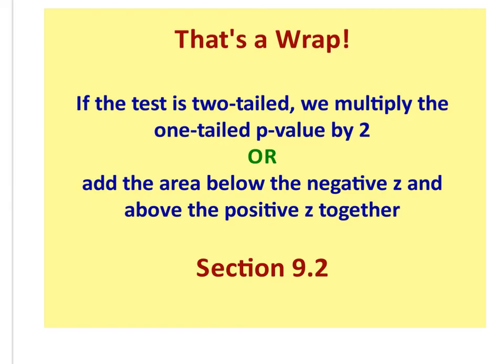And that's a wrap. If a test is two-tailed, or not equal to in the null and the alternative hypothesis, we multiply the one-tailed p-value by 2, or we add the area below and the area above the z-values together. This is section 9.2. Please go there to look at extra examples, and that's a wrap.